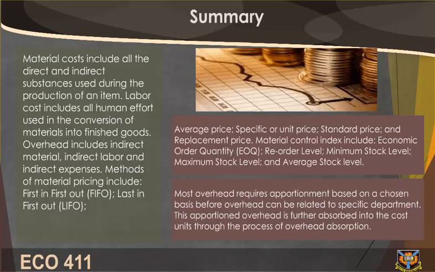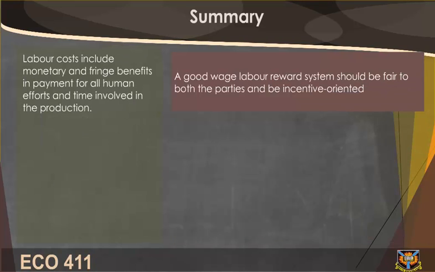price, and replacement price. Material control index include economic order quantity (EOQ), reorder level, minimum stock level, maximum stock level, and average stock level. Most overhead requires apportionment based on a chosen basis before overhead can be related to a specific department. This apportioned overhead is further absorbed into the cost units through the process of overhead absorption.